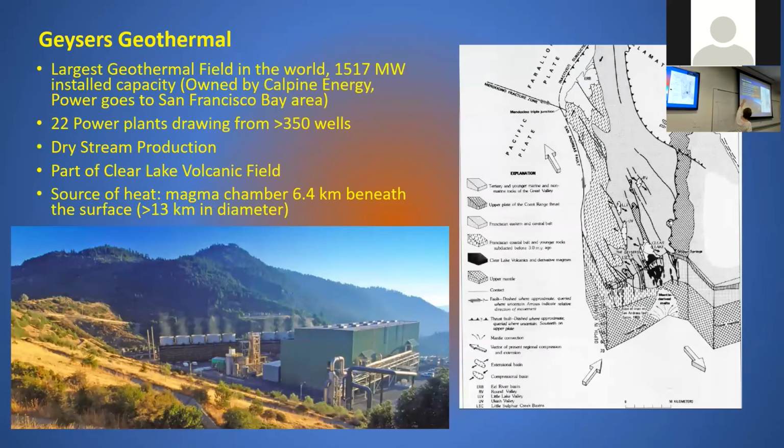So the Geysers geothermal is the largest geothermal in the world. It has a 1500 megawatt installed capacity. That's its installed capacity. I've also seen that it is only generating 900 megawatts. Nonetheless, it's a major source of energy for the San Francisco Bay Area. It is the largest in the world, and it's not just one power plant. There are multiple power plants. It is a dry steam production. Okay? So it's an interesting geologic area.